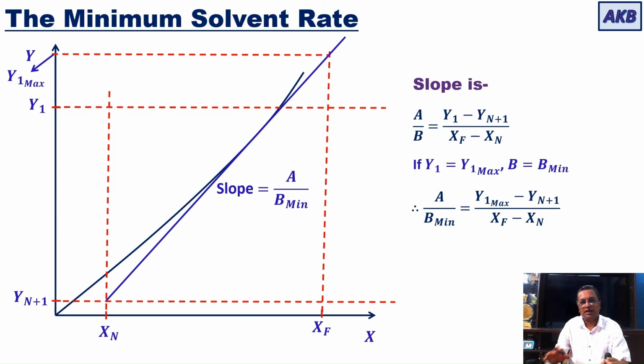With this, I end my discussion for this particular video. I hope you have understood how to get the number of equilibrium stages, then how to plot the equilibrium curve, how to plot the operating line, then how to get the minimum solvent rate that can be used in the operation. In my next video, I will be discussing one numerical that is based on today's topic.